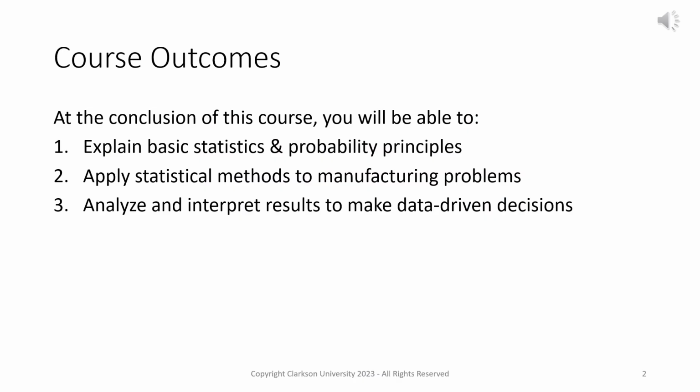The three primary outcomes of this course will enable you to explain basic statistics and probability principles, to apply statistical methods to manufacturing problems, and to analyze and interpret results to make data-driven decisions. There will be other intermediate outcomes as we go through the various modules in this course, but these are the core objectives. Being able to explain basic principles ensures our understanding, which will be tested along the way with brief knowledge checks. But we don't want to just have knowledge without application, so we'll seek to introduce every topic with a relevant manufacturing problem or case study.